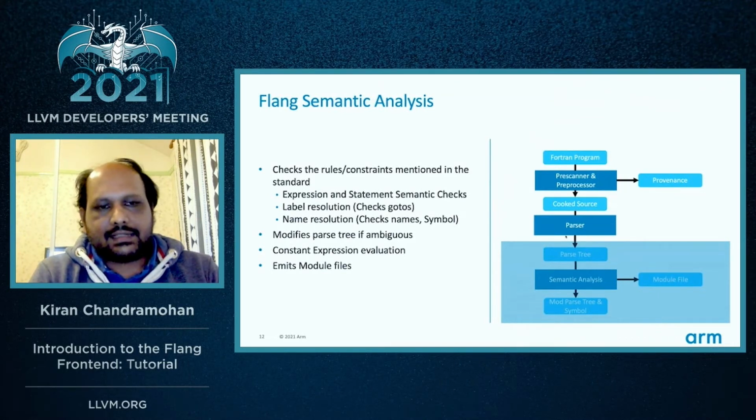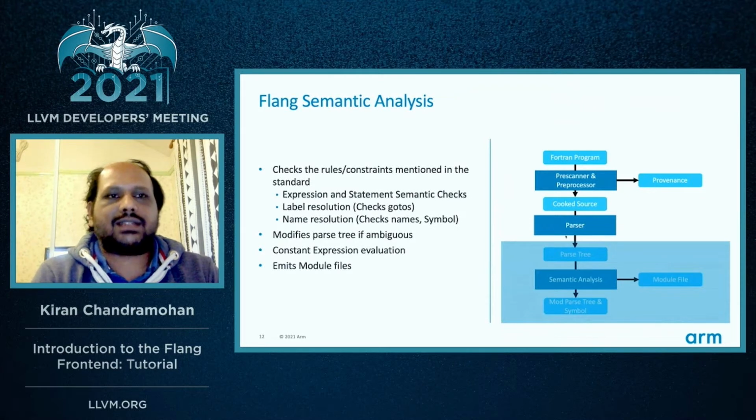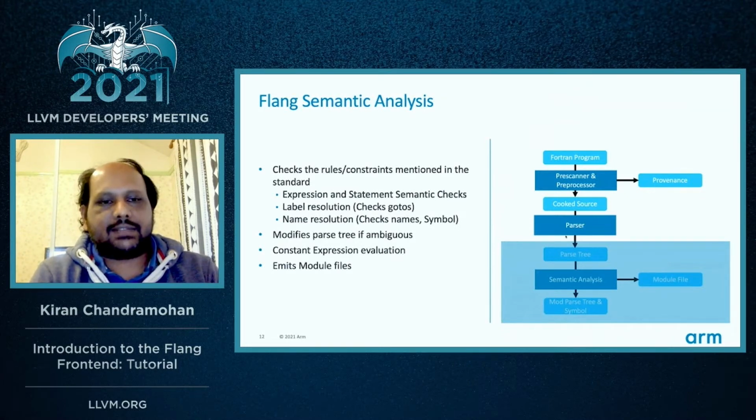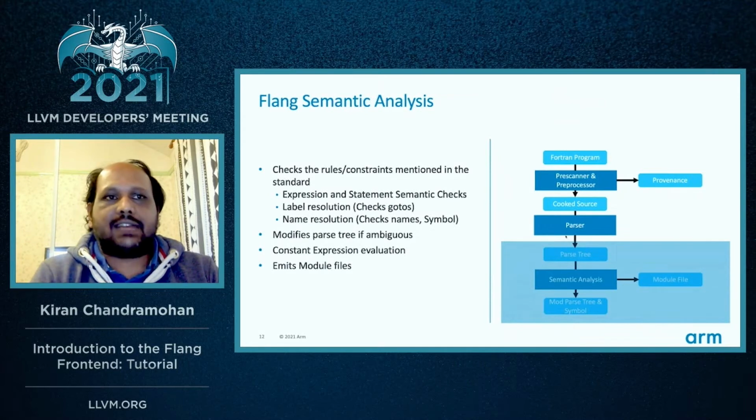Also, another thing is that sometimes the parser can produce a parse tree that is ambiguous. So in this case, more information is needed to form the parse tree correctly. So in semantic checks, once the types and everything is known, you can modify the parse tree if you find that it's ambiguous. Constant expression evaluation also happens in this stage. And for Fortran modules, some representation of the module has to be generated. So that also happens in this stage.